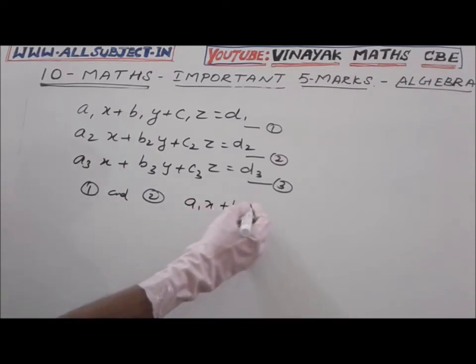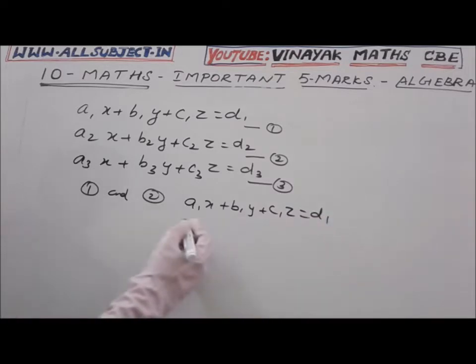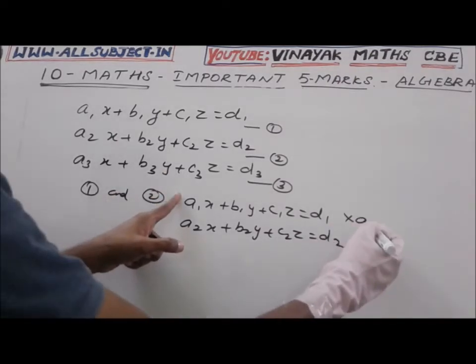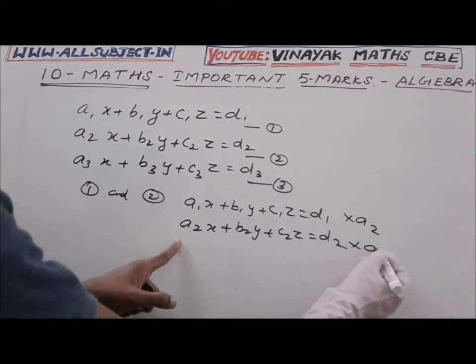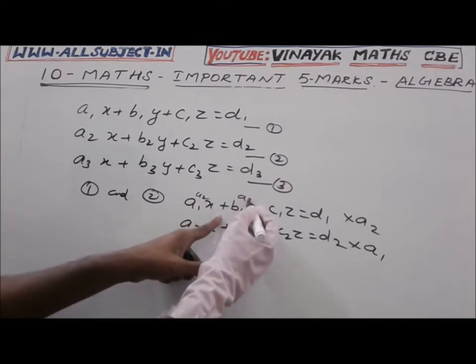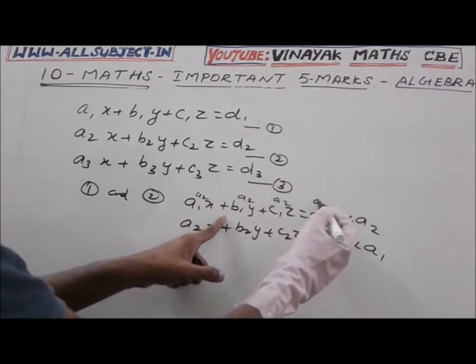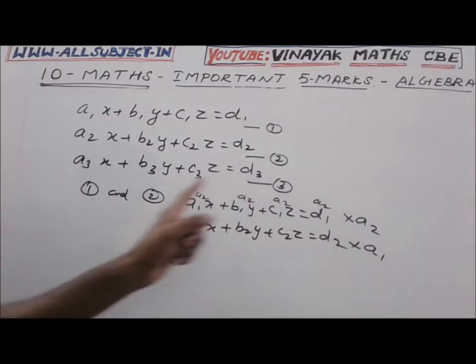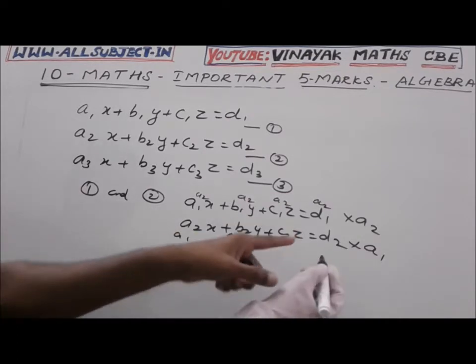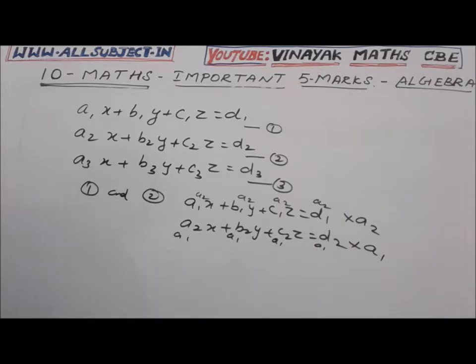a1x plus b1y plus c1z equal to d1, and a2x plus b2y plus c2z equal to d2. Multiply the first equation by a2 and second equation by a1. We will get a1 a2 x, b1 a2 y, c1 a2 z, and d1 a2. Similarly, multiplying the second equation by a1, we will get a1 a2 x, a1 b2 y, a1 c2 z, a1 d2. Then the coefficients of x are equal now.